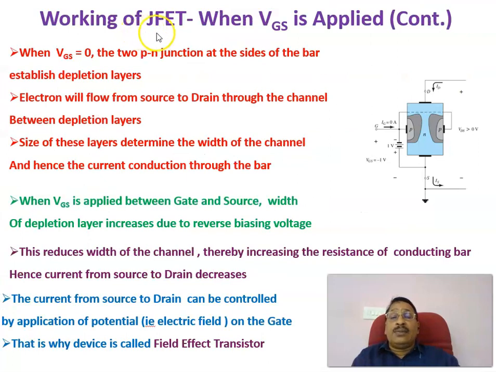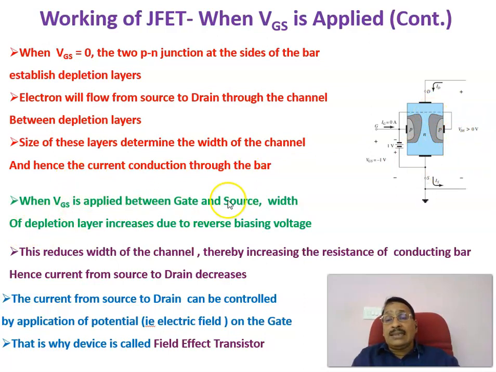Continuing the working of a junction field effect transistor when VGS is applied. As we have already seen, when VGS equals 0, the two PN junctions on both sides of the bar establish a depletion region. Electrons flow from the source to the drain through the channel between the depletion regions. The size of these layers determines the width of the channel, and hence the current conduction through the bar is controlled.